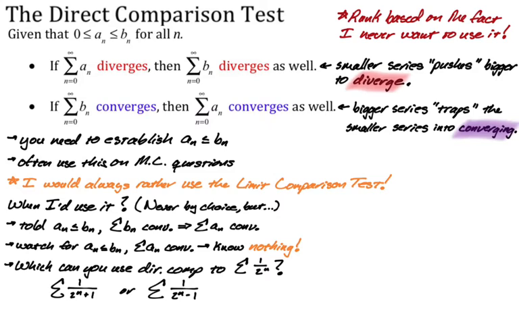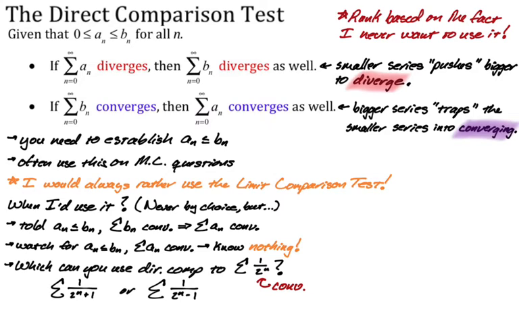So here's an example where direct comparison is tricky. You have to know what you're doing, because if we want to direct compare something to 1 over 2 to the n, the sum of 1 over 2 to the n, which definitely converges, can we use it on 1 over 2 to the n plus 1, or can we use it on 1 over 2 to the n minus 1? We have to decide which one of those is less than 1 over 2 to the n, because since 1 over 2 to the n converges, we can only use it to show that something smaller converges as well.